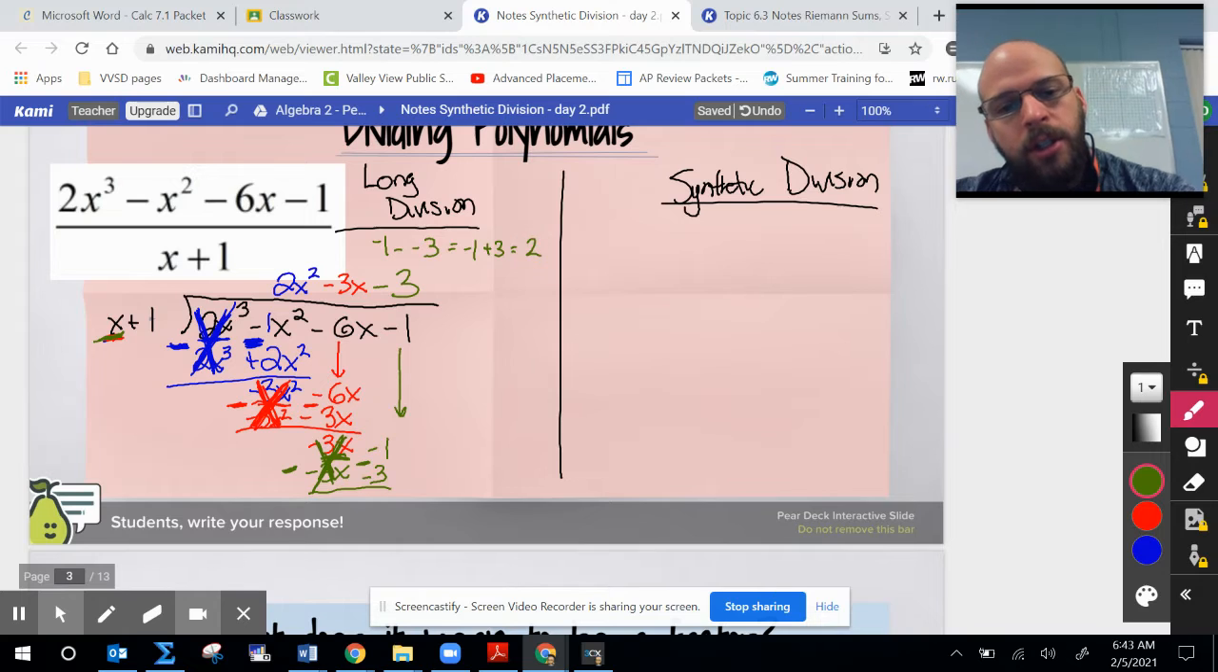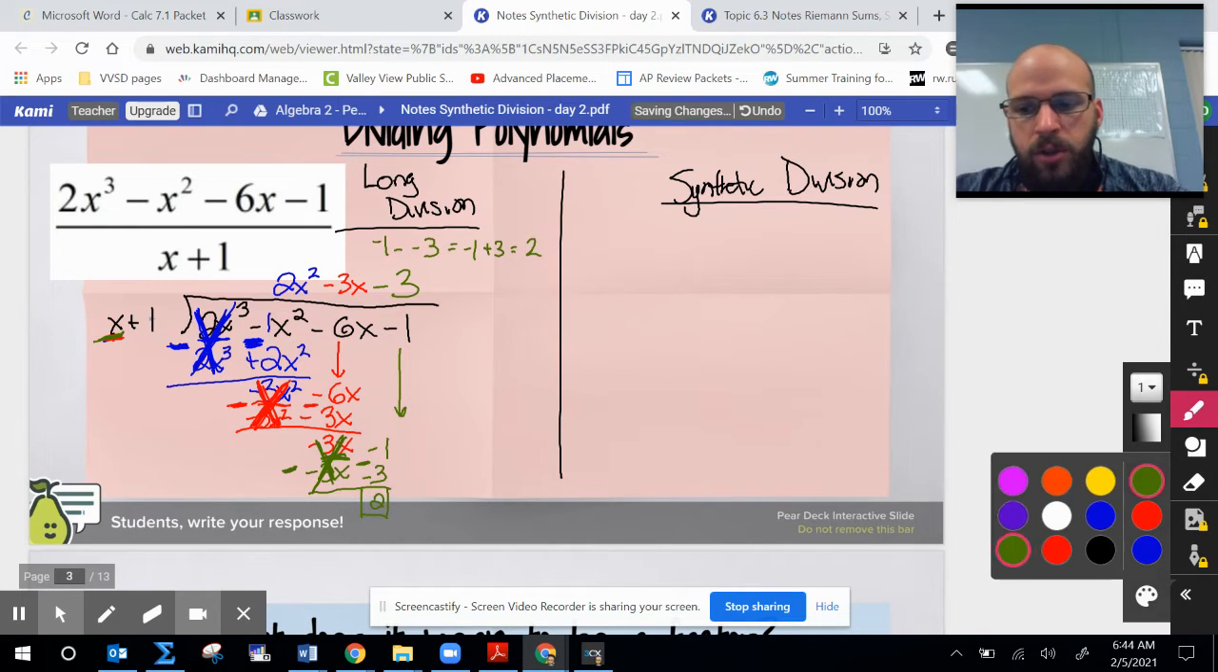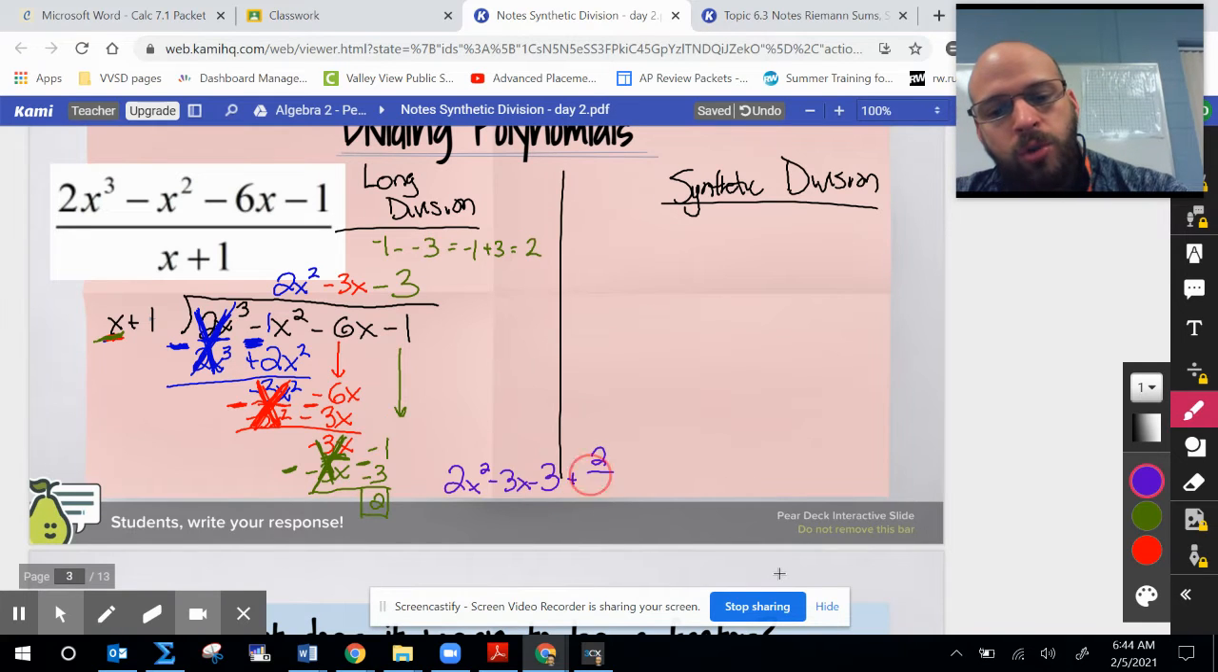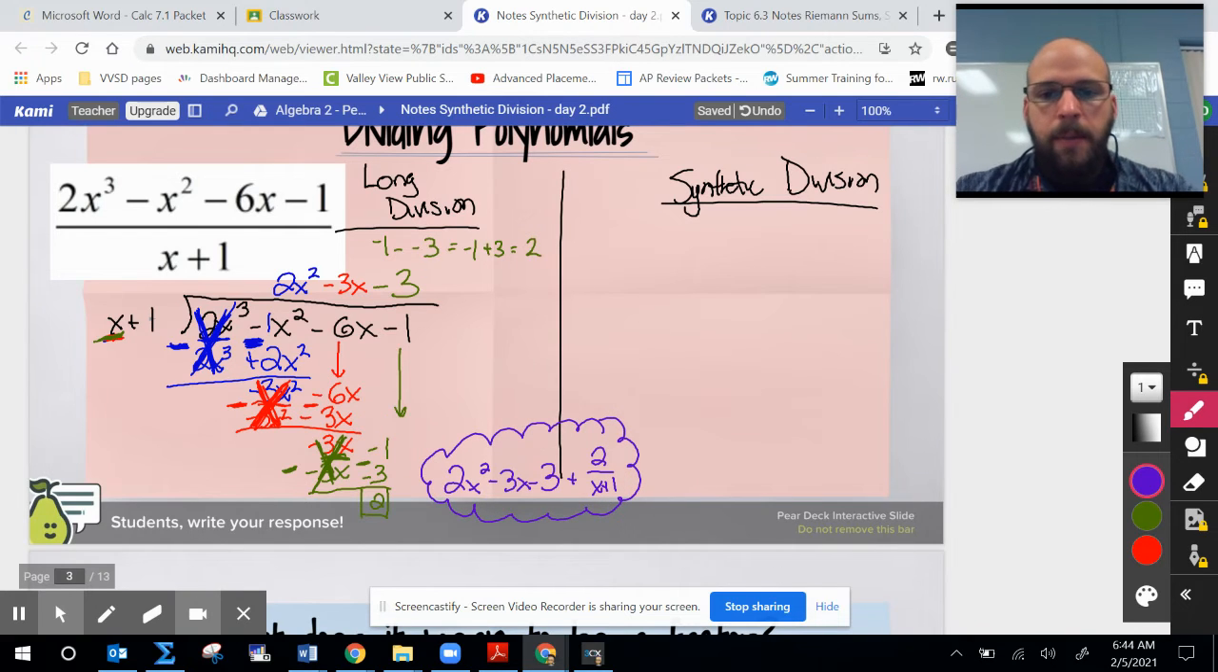Negative 1 plus 3 is 2. So that is my remainder. So my answer here is going to be 2x squared minus 3x minus 3, and then my remainder is 2 over what I divided by. And that gives me my answer.